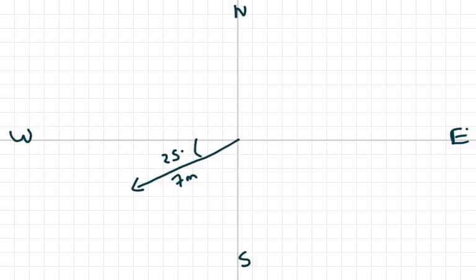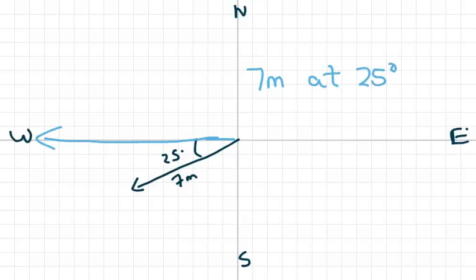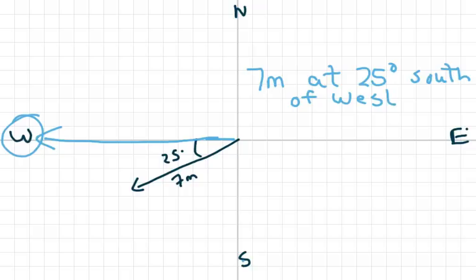Here's one. This one is touching the x-axis. So we're going to say it's 7 meters at 25 degrees. West is our main one, so we're going to say it last. It's south of west, as opposed to north of west.